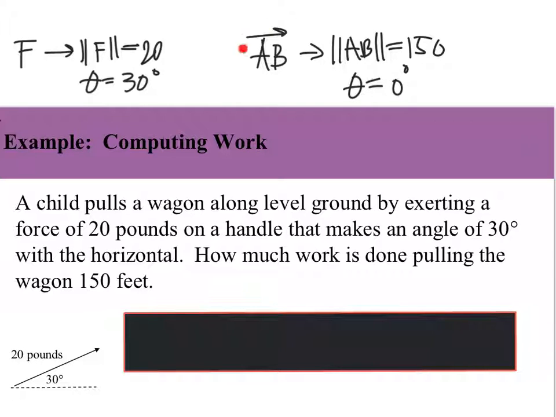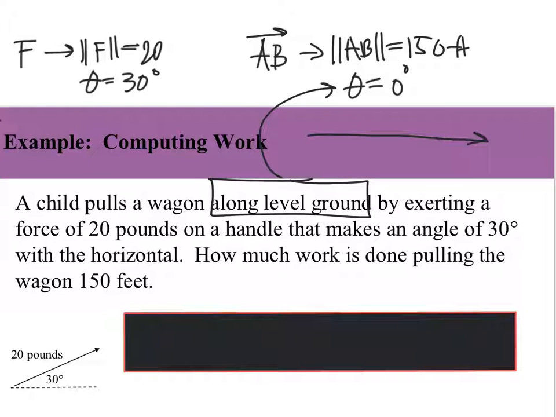The magnitude or length at which we are pulling this item is 150 feet. The theta at which it is moving is 0 degrees. Why? Because it's moving along level ground. So this is this direction, where this guy is this direction. So our force is going 20 at 30 degrees. Our wagon is going 150 at 0 degrees, creating this image right here. So how much work is being done?